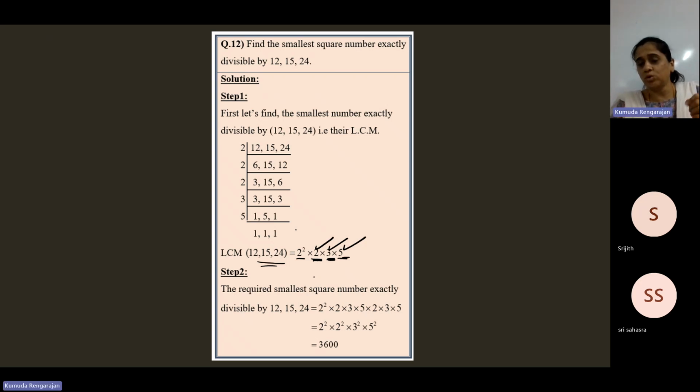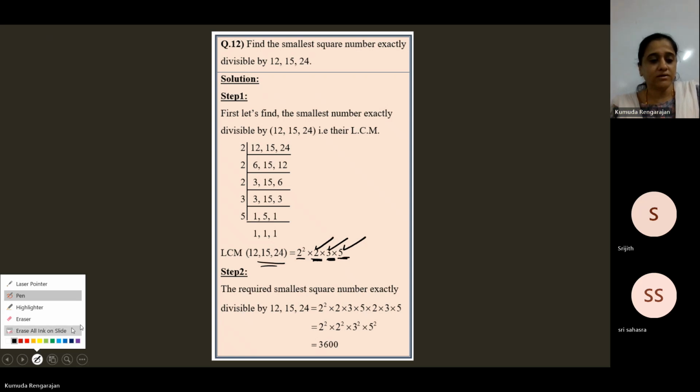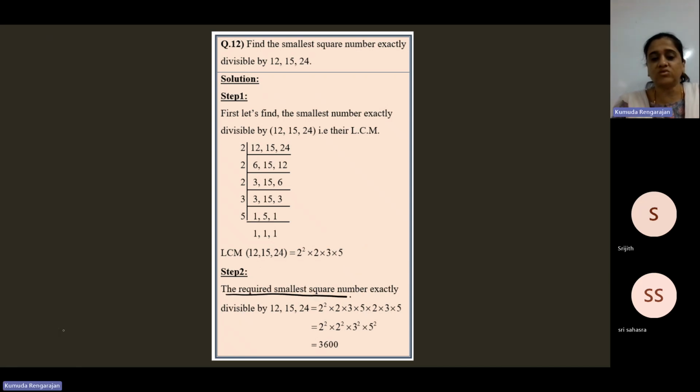There should be one more 2, one more 3, and one more 5. So the required smallest square number exactly divisible by 12, 15, 24 is equal to, write the LCM, that is 2 square into 2 into 3 into 5. And since this does not occur in pair, multiply by a 2 so that it becomes 2 square.